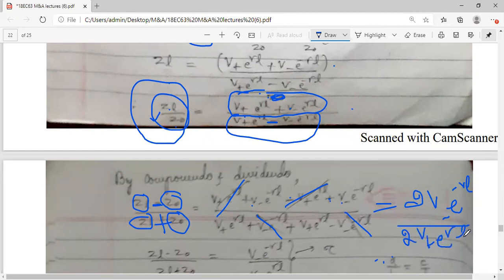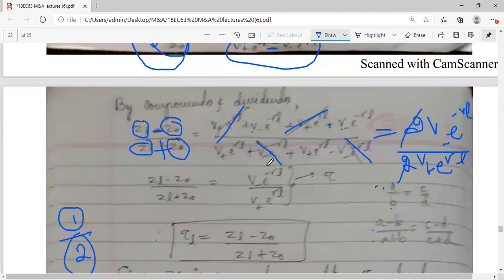Now some terms get cancelled, the v plus term gets cancelled, v minus will be added. In the denominator, the v minus term gets cancelled, v plus terms get added. So v minus two times, so 2 times v minus. This is actually equal to 2 times v minus e raised to minus gamma L in the numerator, divided by the denominator, v plus e raised to gamma L. So this 2 gets cancelled. You will be left with v minus e raised to minus gamma L divided by v plus e raised to gamma L. Further you can't do anything with this.